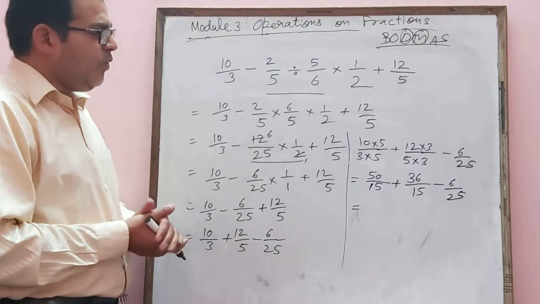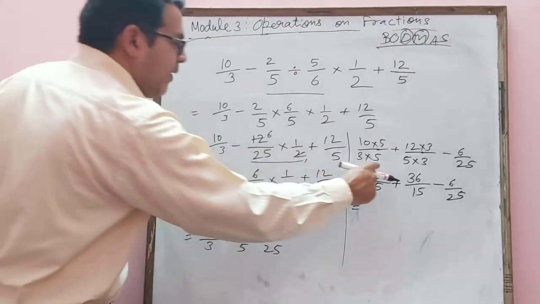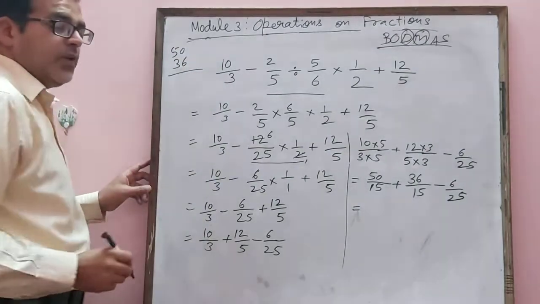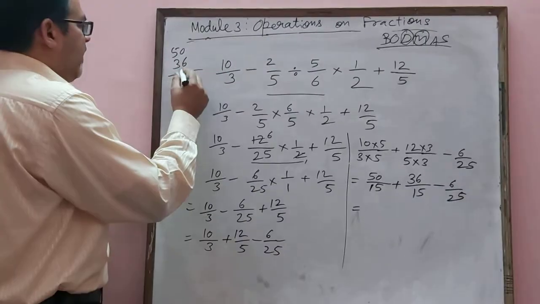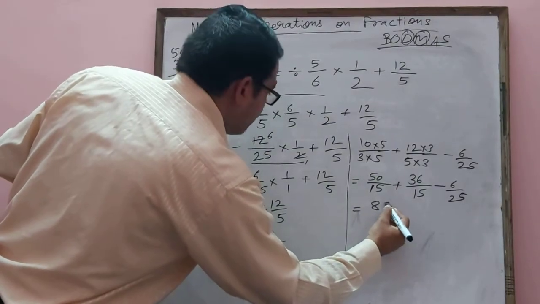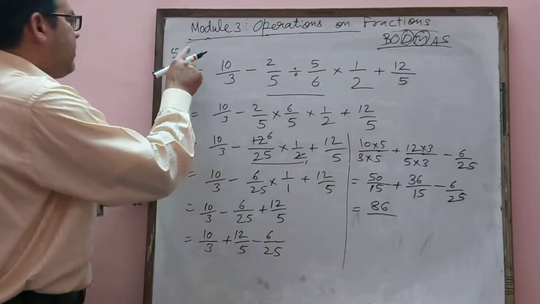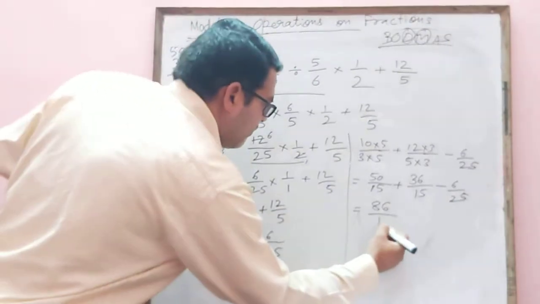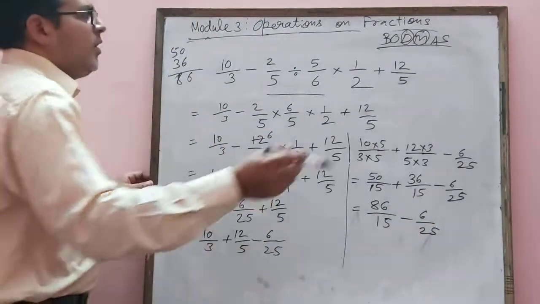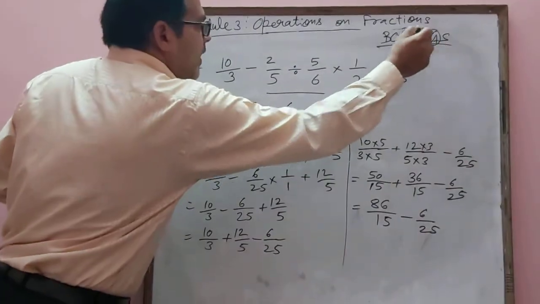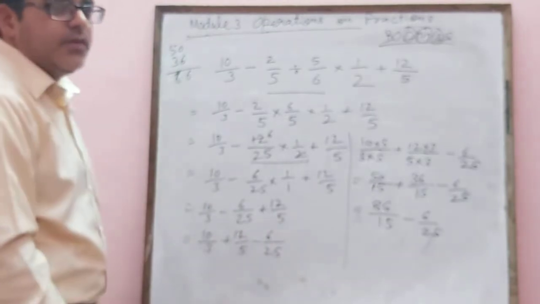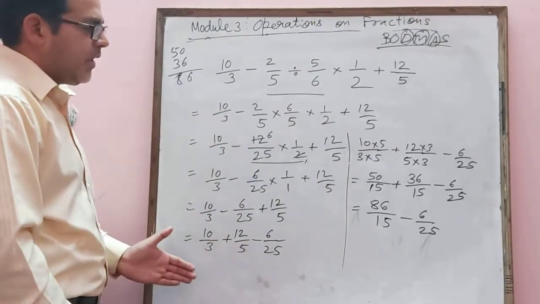So what to do? We can add directly this 50 with 36. You can add like this: 6 and 0 is 6, 5 and 3 is 8. So we can write it 86. So 86 by 15, here minus 6 by 25. We have performed addition also. What is left now? Subtraction. Right?